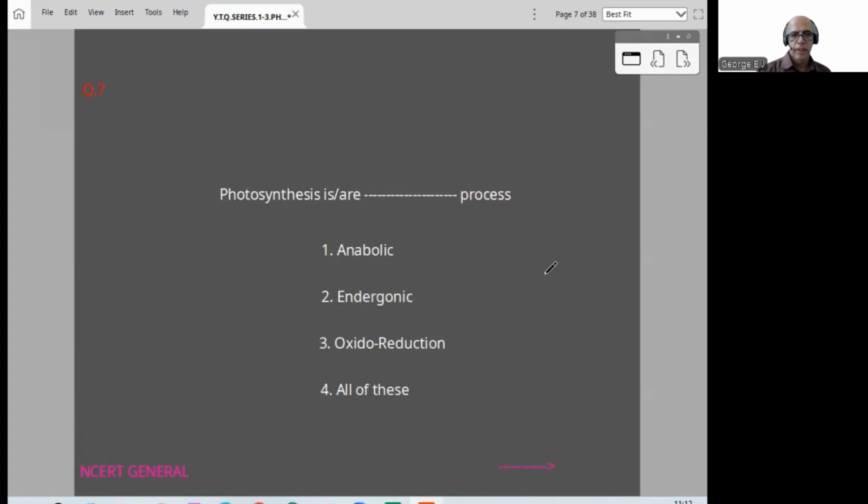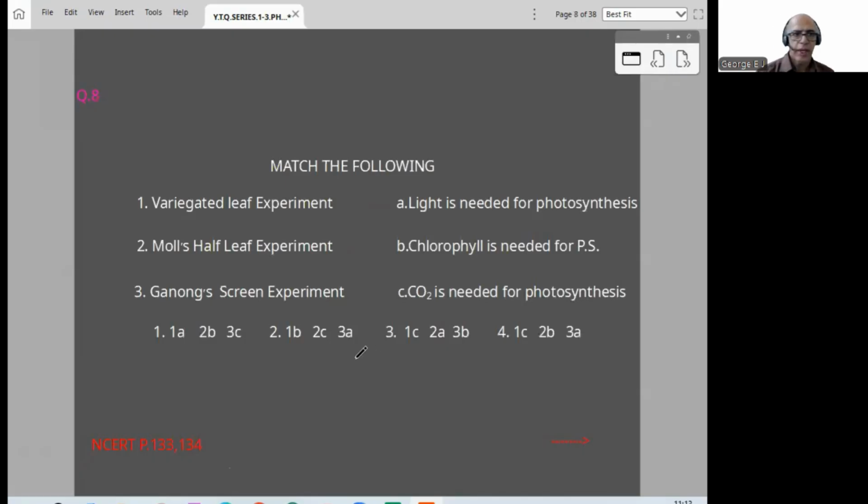Question number 7. Photosynthesis is a dash process. Photosynthesis is an anabolic process, constructive. Energy is needed, so endergonic process. It is an oxidoreduction process. So in a nutshell, the option is all of these, 4. Direct NCERT. Now, next is question number 8.